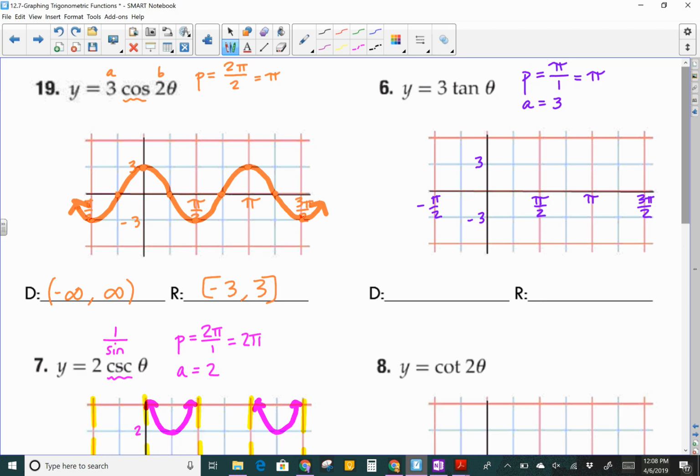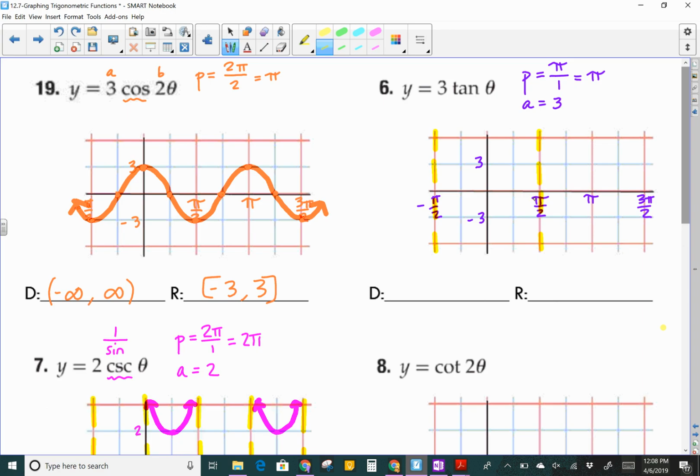So this is when I said, where are the asymptotes? Because I got to remember that. Well, the asymptotes for the tangent function are half of the period. So if my period is pi, sorry, got to be consistent, then my asymptote is pi over 2. And the tangent straddles the y-axis.